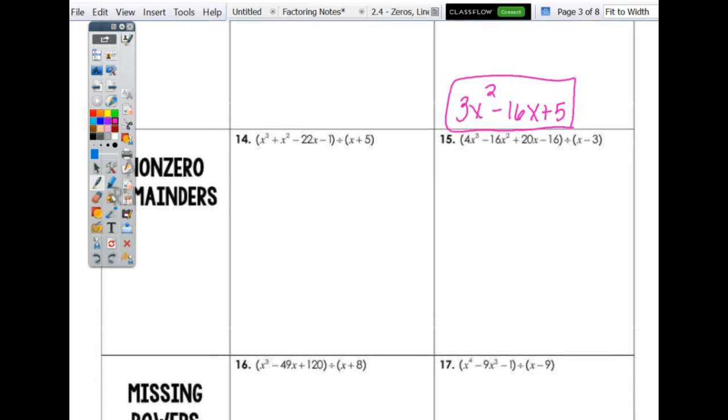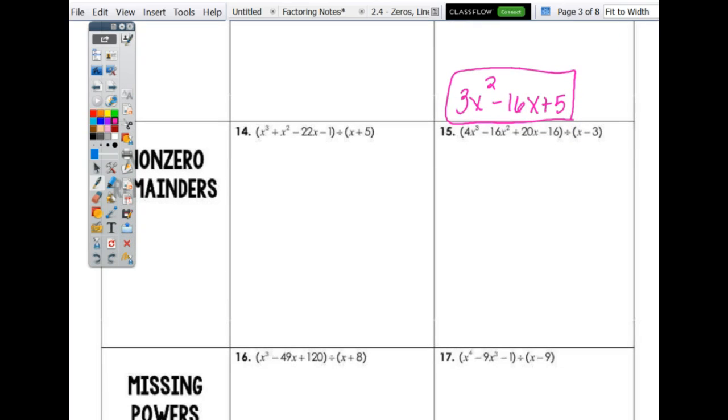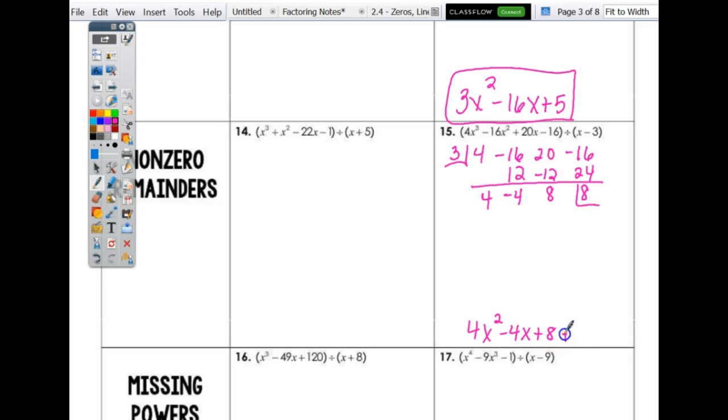So let's do the next one. I'm going to have 4, negative 16, 20, negative 16. And what do I divide by? 3, and start with the 4. Go. Did everybody get this for the synthetic part? So this time we have a remainder, which is okay. So I started with a cubic, so I have 4x squared minus 4x plus 8 over this.